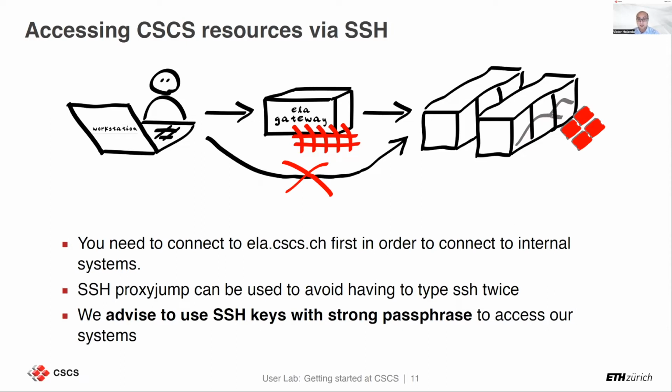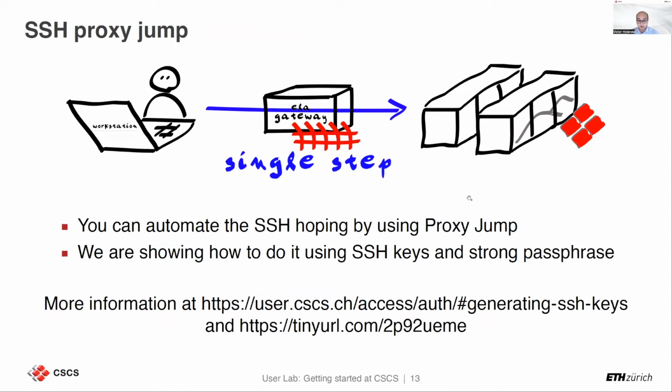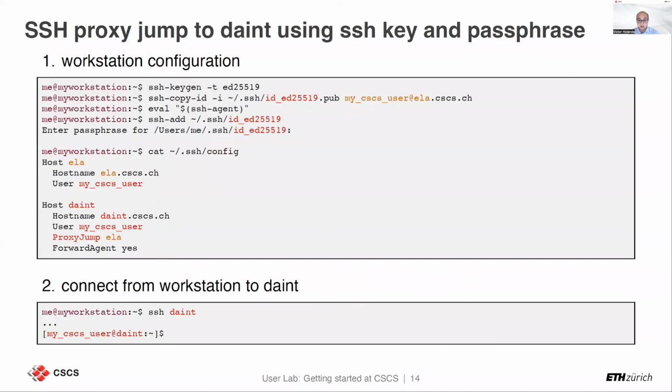The way to do a single step is this proxy jump that I have shown you. I'm going to show you one way of doing it, using strong passphrases. There are two websites we have that describe this, but I'm going to give you the example in practice here. To get your passphrase and your proxy jump directly from your workstation to Pitstein, you first generate your key pair on your workstation, the SSH keys. We advise users to use the elliptic curve type of keys that are slightly more secure, so you should use ED25519.